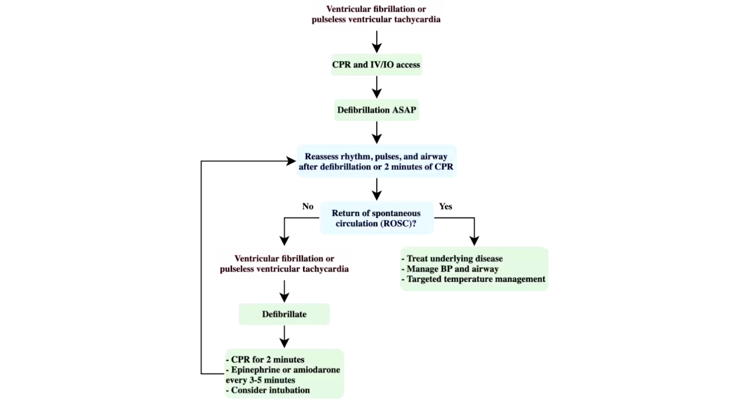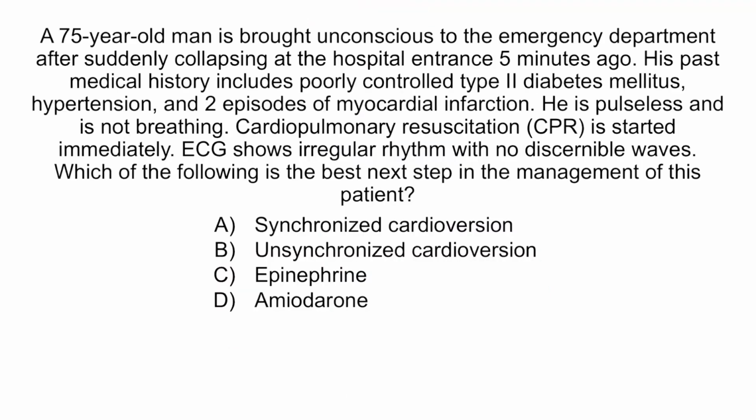Here's a slide reminding us of the management of ventricular fibrillation. Pause the video and take a moment to consider this slide again. Let's discuss why other options are incorrect. Option A is incorrect because it is impossible to perform synchronized cardioversion in a patient with ventricular fibrillation. Synchronized cardioversion targets the QRS complexes in order to deliver shock.